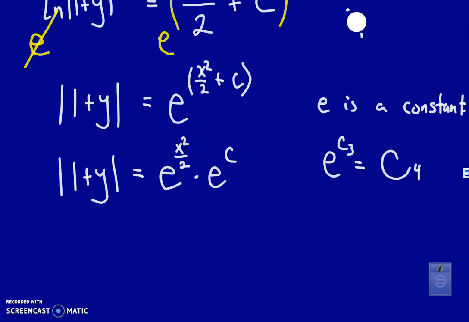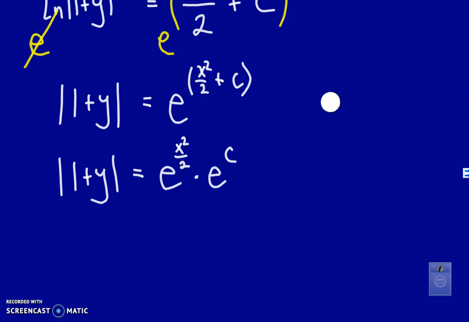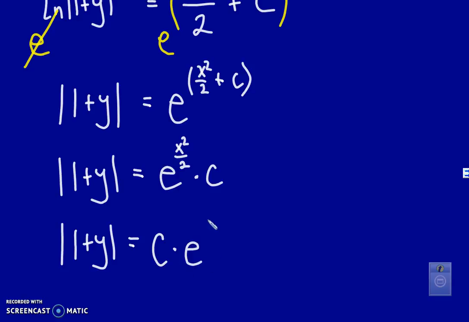But we're not doing all that. The AP test lets you, without explaining, just keep everything labeled with C. So what I have is the absolute value of 1 plus y is equal to C times e to the x squared over 2. Order doesn't matter when you're multiplying.